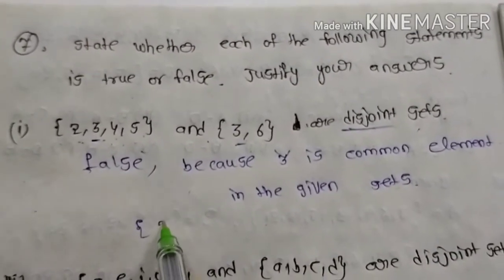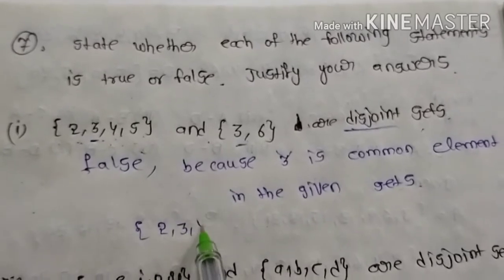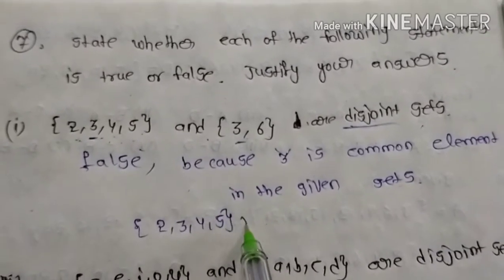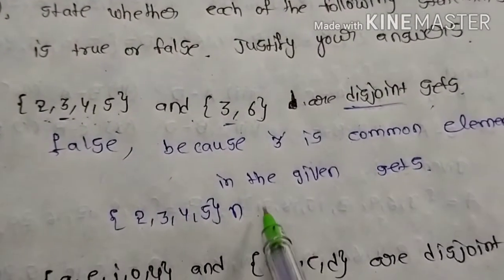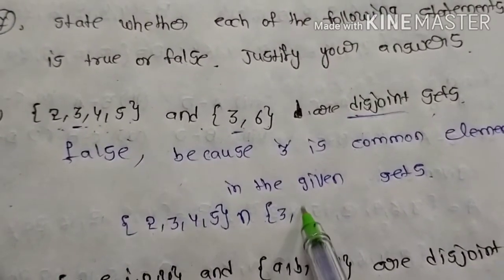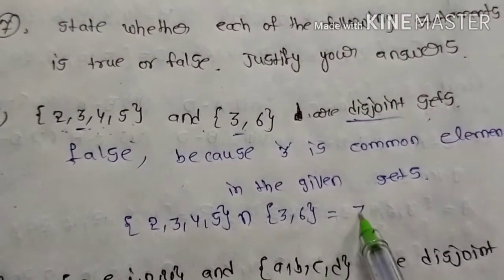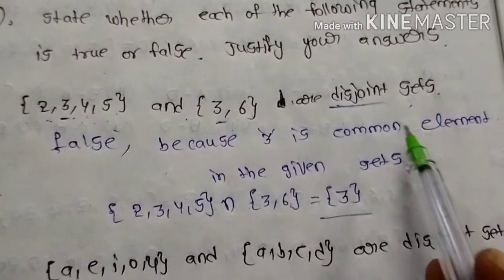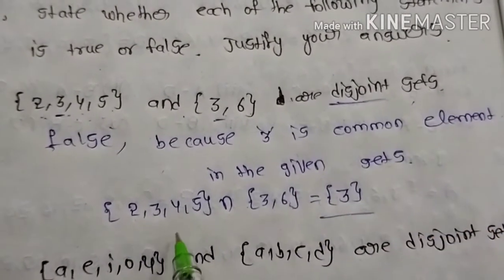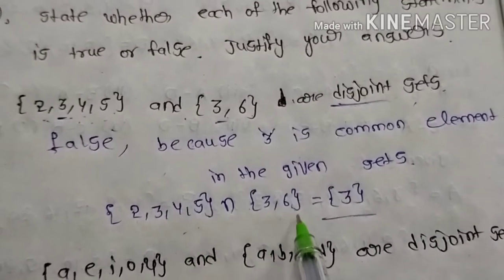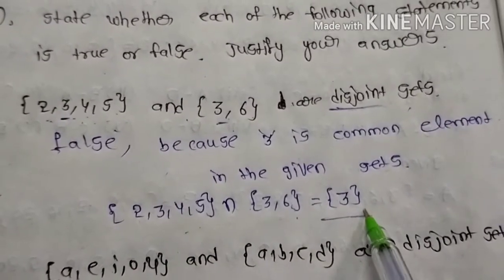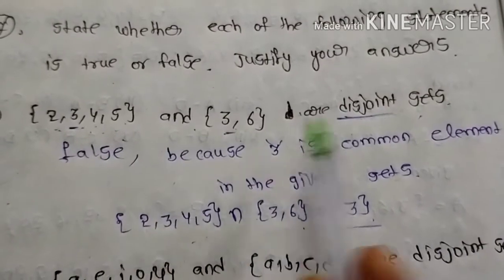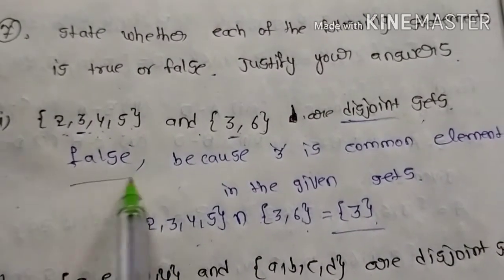For our clarification, I am writing once again here {2, 3, 4, 5} intersection {3, 6}. Which is common? 3, or not? Yes. See, you have to remember here, disjoint sets means there is no common element in both the sets, but already 3 is common. How can you say these two sets are disjoint sets? So that is why I wrote false here.